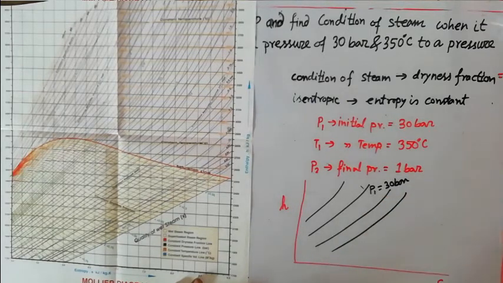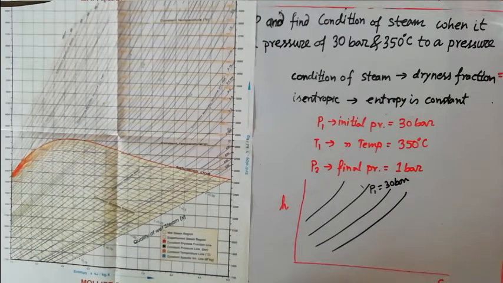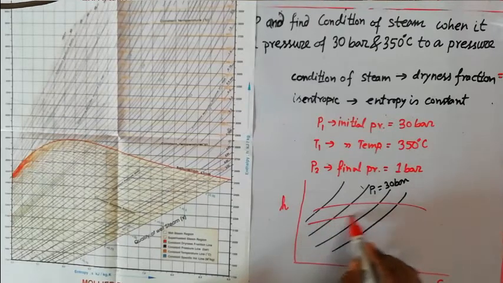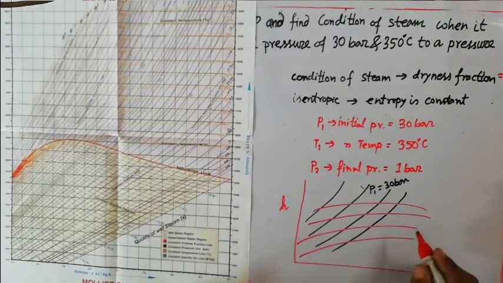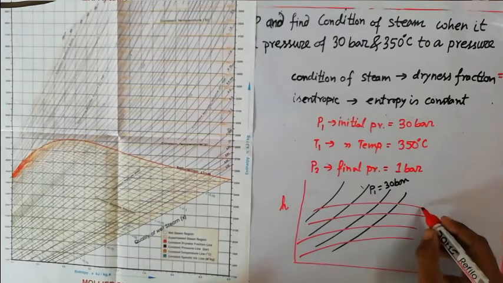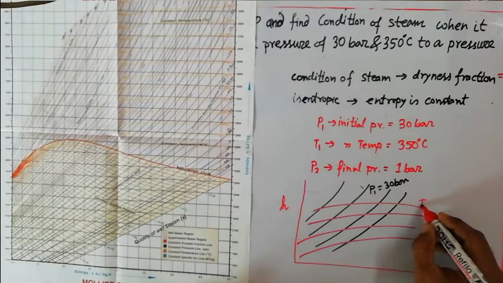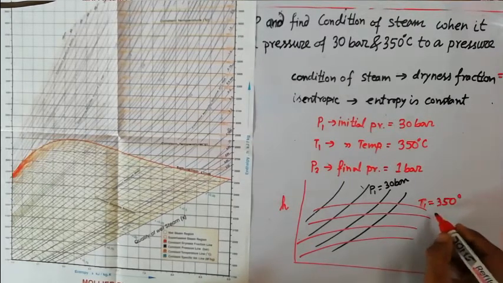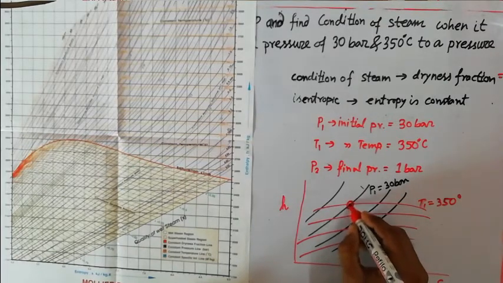Now you have to find the temperature line. Temperature lines, obviously, are in some different colors. They are lying this way. These are the temperature lines I am considering. Now I am taking this first line as 350 degree centigrade. This one I am considering, that is T1, 350 degree centigrade. So that temperature line and the pressure line intersect at this point. So that is the state point 1.